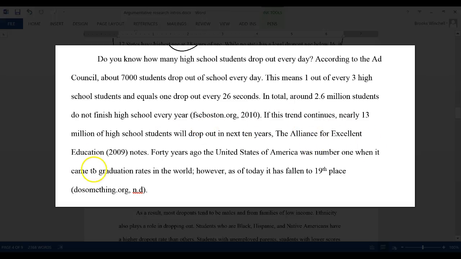The Alliance for Excellent Education notes, 40 years ago, the United States of America was number 1 when it came to graduation rates in the world. However, as of today, it's fallen to 19th place. So here she has statistics.